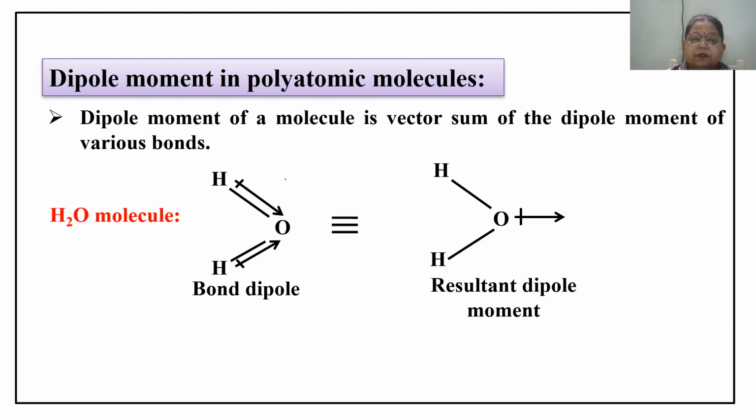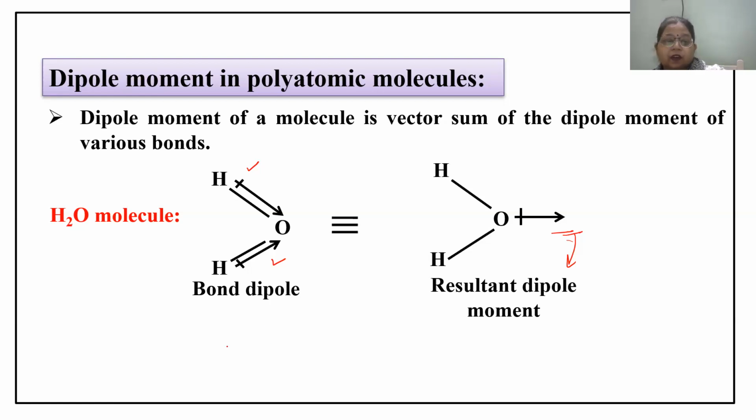Oxygen is more electronegative, so we will draw this arrow, and we will draw this arrow, with the head pointing towards the electronegative element, and hydrogen being electropositive. The net resultant dipole will be in between these two, and this one will be our resultant dipole, right? So that means we say water is a polar molecule.